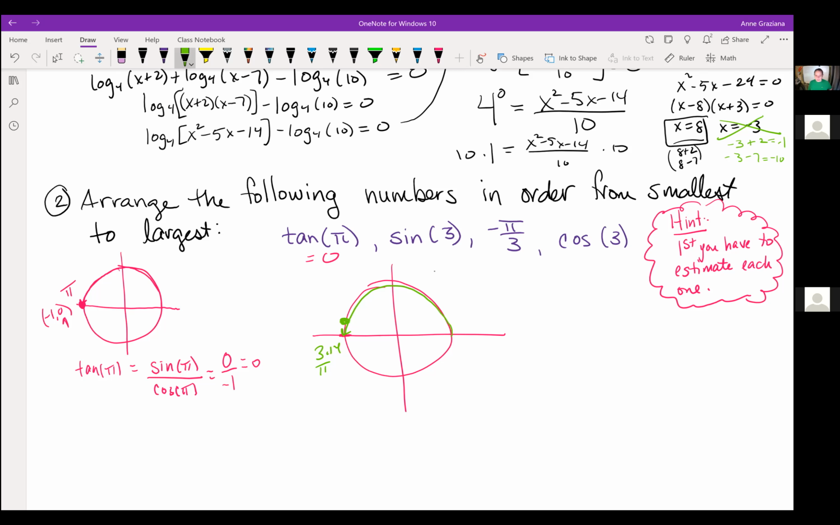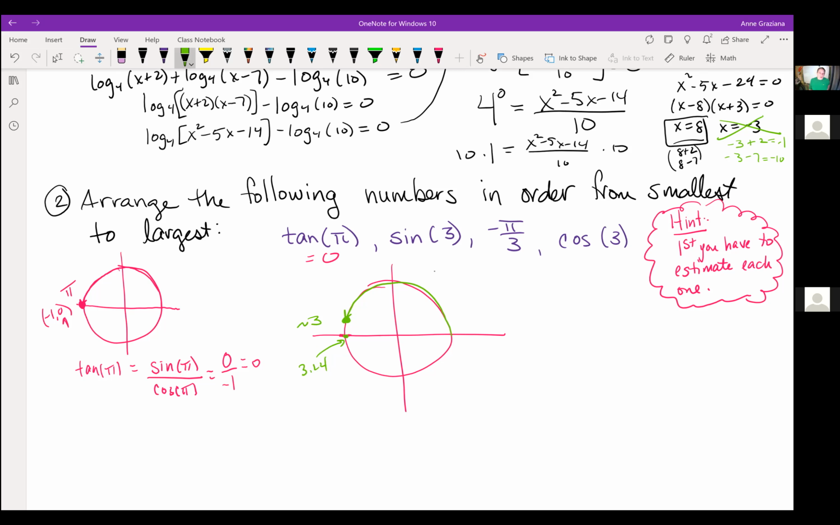So we did this one last week. This is where I want to stop. Let me back it up. I don't want that whole circle there. So 3 is about right here. Here is 3.14. Is that okay? Everybody cool with that? Any questions about how we get to that point?